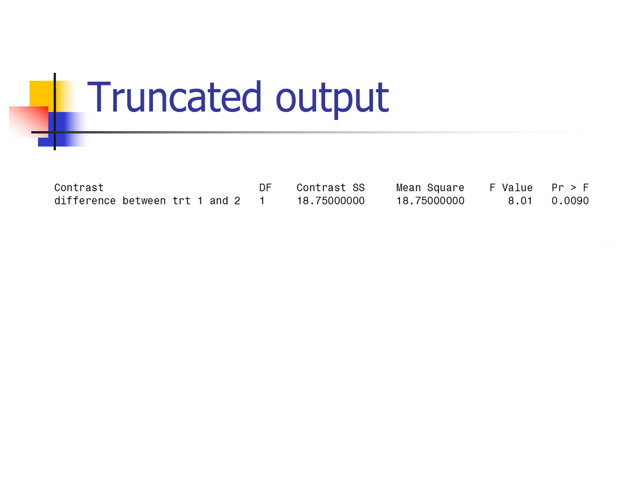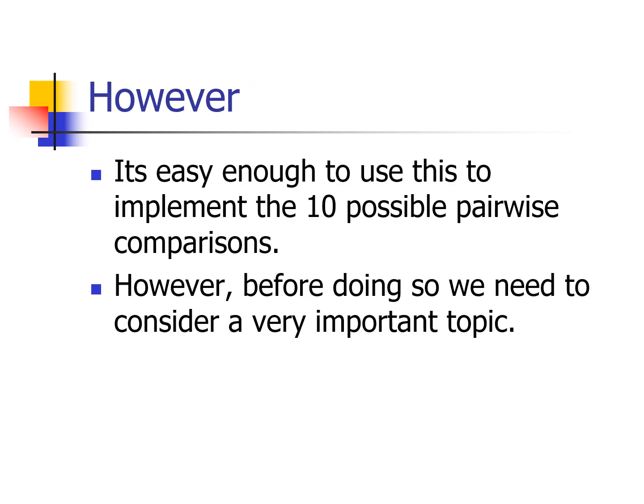Yeah, so here we are comparing 1 and 2, 0.009, which incidentally, if you go back to our proc reg output with the dummy variables, you'll see matches that output. As well it should, it's doing the same thing. It's a little cumbersome, but I guarantee you, if you just sat down and did it, you could type out all those contrasts in probably less than 2 minutes. So it is easy enough to use the contrast statement to do all of our 10 possible pairwise comparisons.